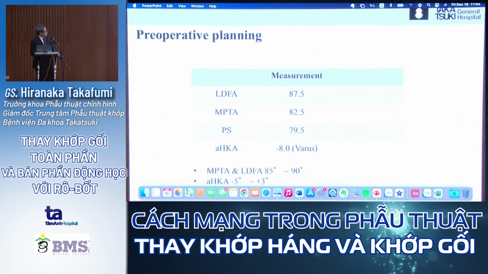For example, preoperative data such as LDFA 89 in this patient, I set the LDFA as 87. MPTA is 2 varus, so I reduce the MPTA angle as 5 degrees in varus, as posterior tibia slope up to 7 degrees. And using this plan, the final HKA should be 5 degrees in varus. That can be accepted.